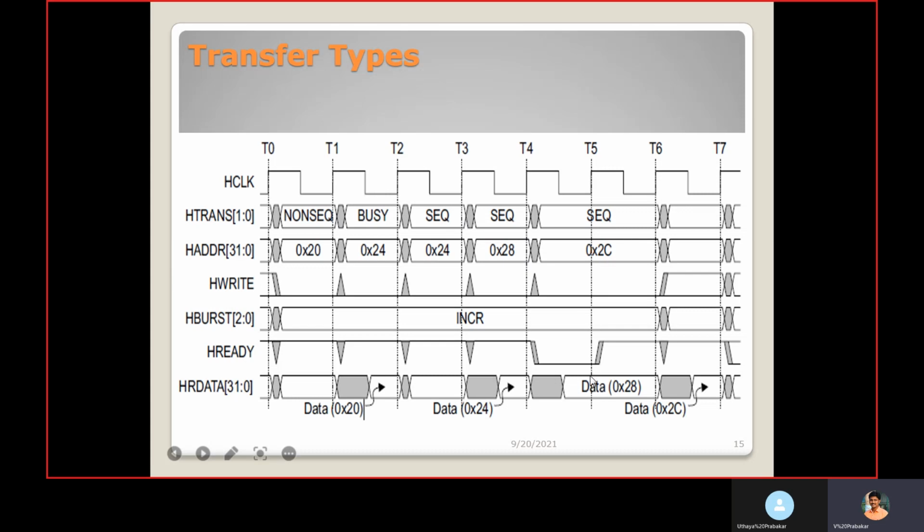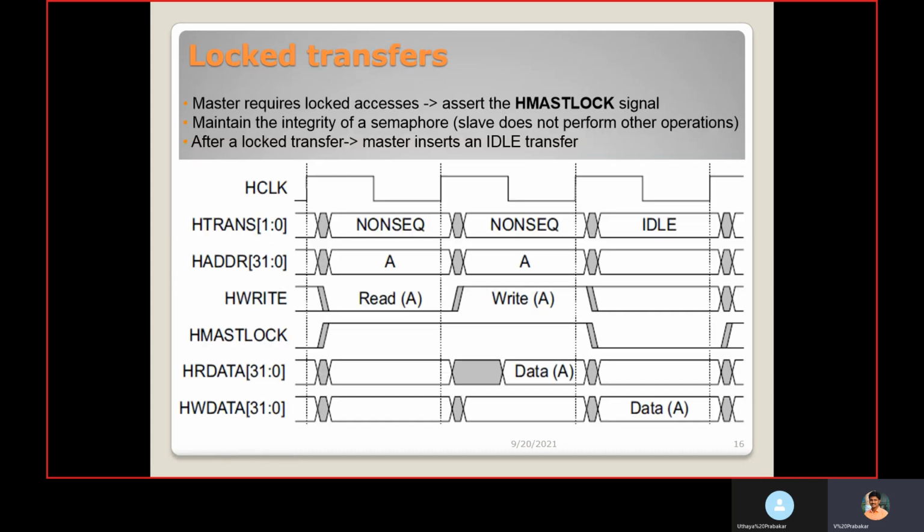Here HREADY is 0, it will introduce a wait state. It will happen until the next HREADY becomes 1. Until then, it will keep this data. In the meanwhile, here it is the address phase for this 2C. Then the next cycle is the data phase for this 2C, where you will get the data of the corresponding address 2C.